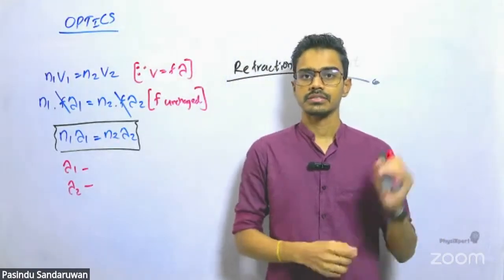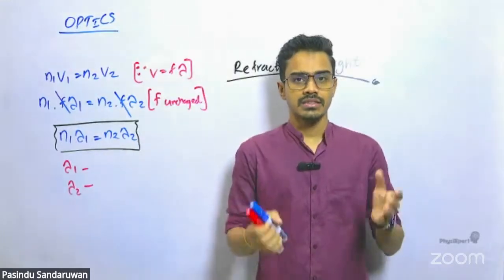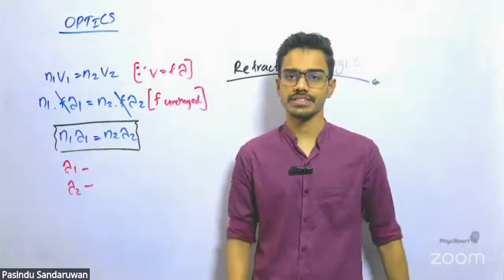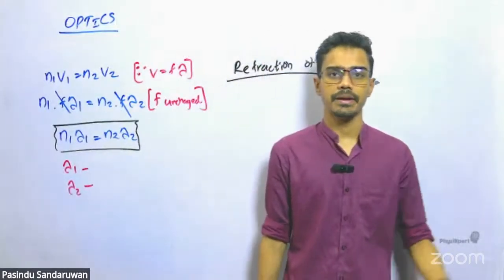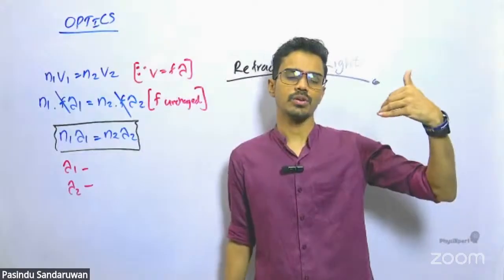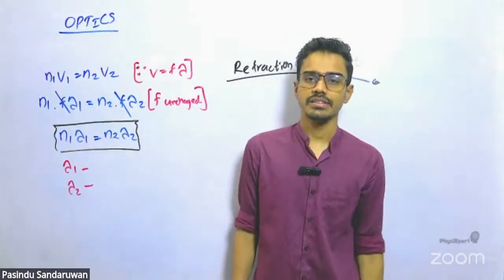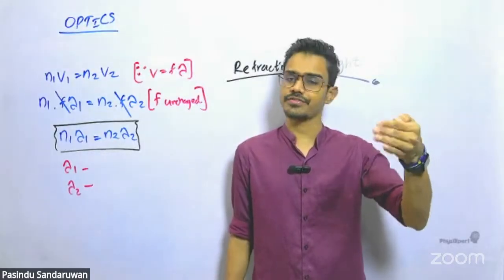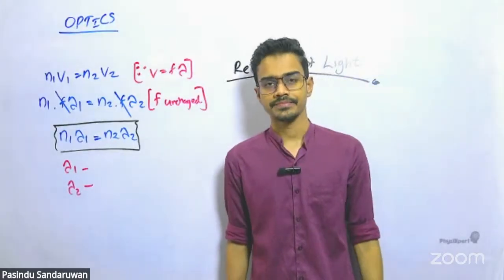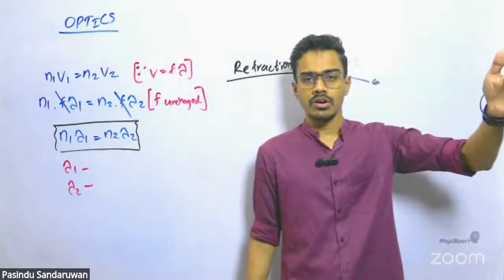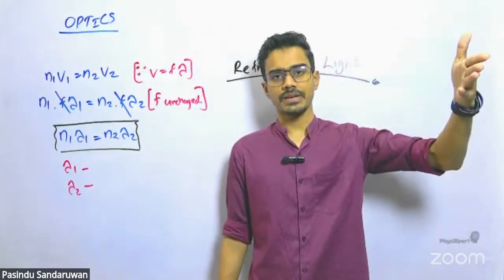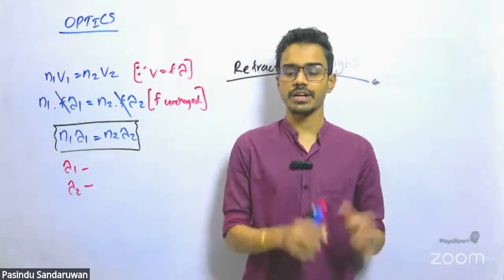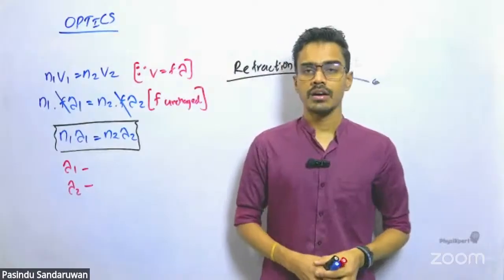Refraction is the bending of light rays due to change of media. Bending of light rays, also called deviation of light rays due to change of media, is called refraction of light. Bending or deviation of a wave due to change of media is called refraction of waves. Now here I'm going to specify this to light because now we are in optics.